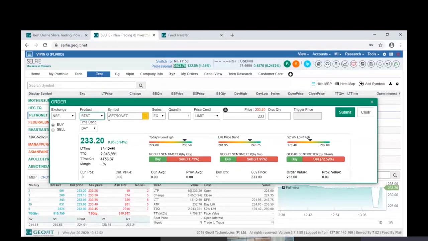As I showed earlier on the customer care side, there is a T&C that you have to accept. You can accept it and then start placing orders in the BTST segment. So this is a very short-term product. Within 7 calendar days, you have to open the position and close it.